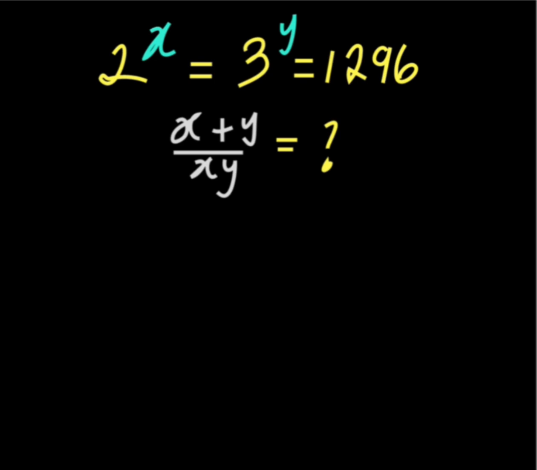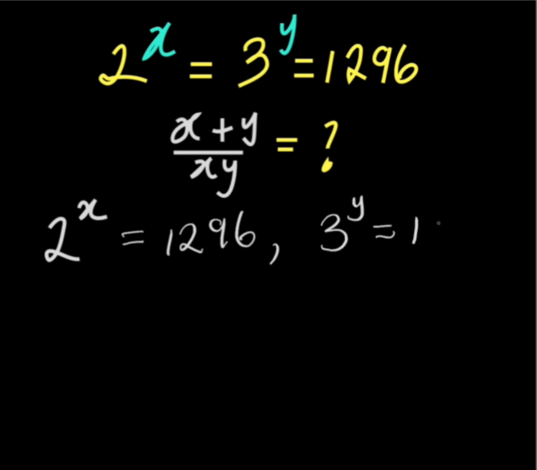We want to solve this problem to find the value of (x + y)/xy, given that 2^x = 3^y = 1296. Now we can call this that 2^x is the same thing as 1296. Also, 3^y is the same thing as 1296. That's the meaning, because all of them are equal.